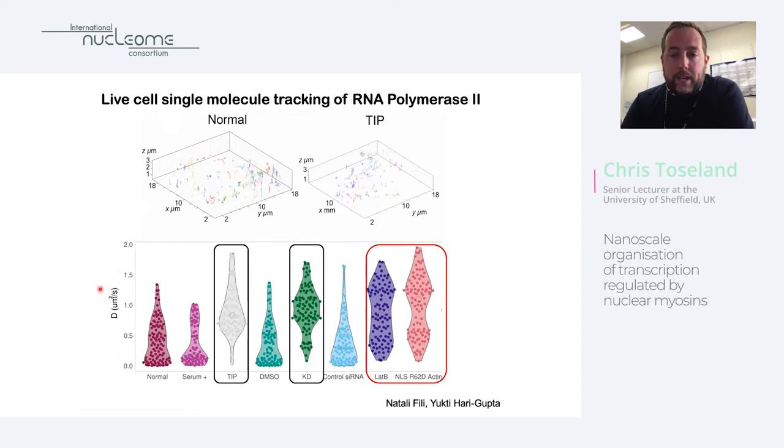What was also very interesting is that when we do serum stimulation to stimulate transcription, we do see a population drop in terms of the diffusion rate, again fitting the idea that we form more static structures and more clusters. So again, it fits with what we see in the STORM data.